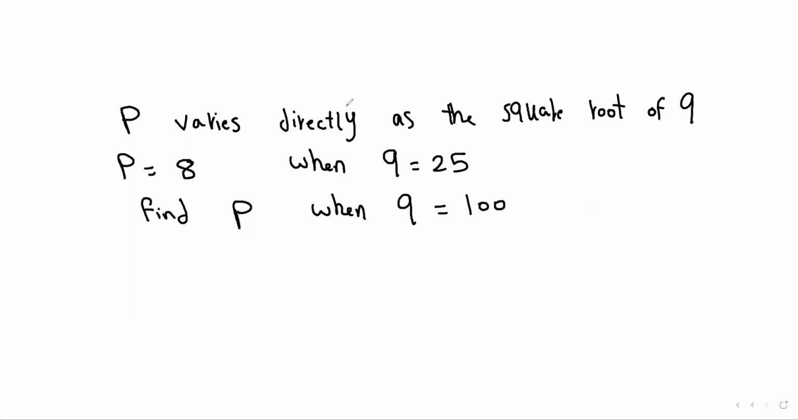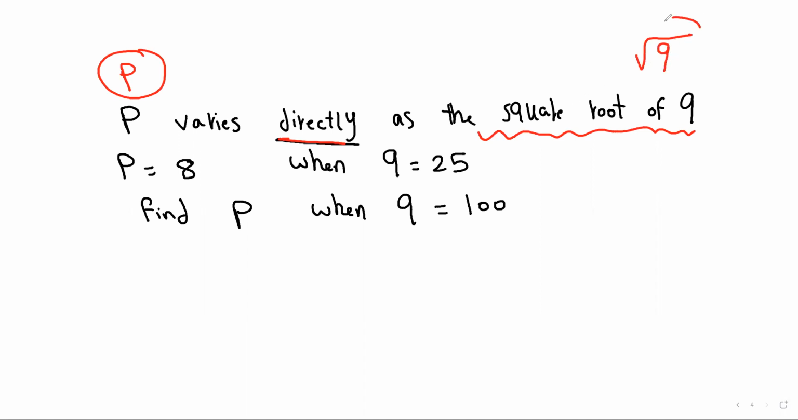P varies directly as the square root of Q. So it's P and the square root of Q. P equals 8, so it's P1, when Q equals 25, it's Q1. Find P, it's P2, when Q equals 100, it's Q2.